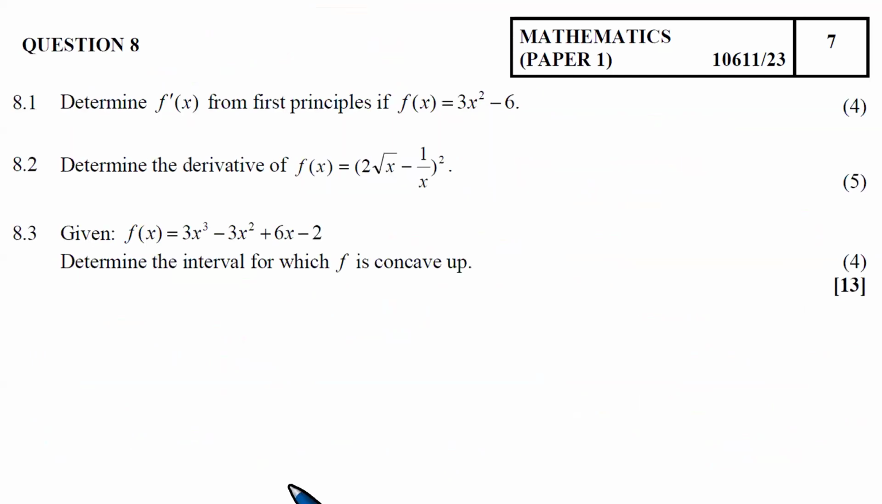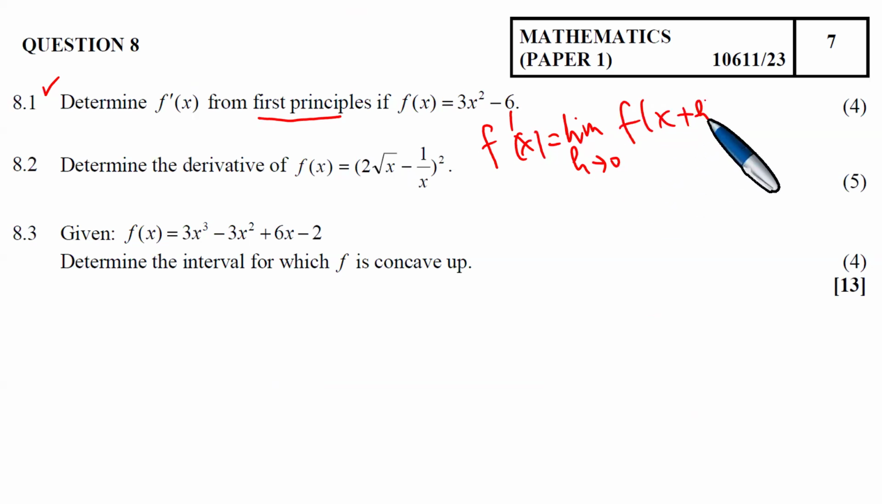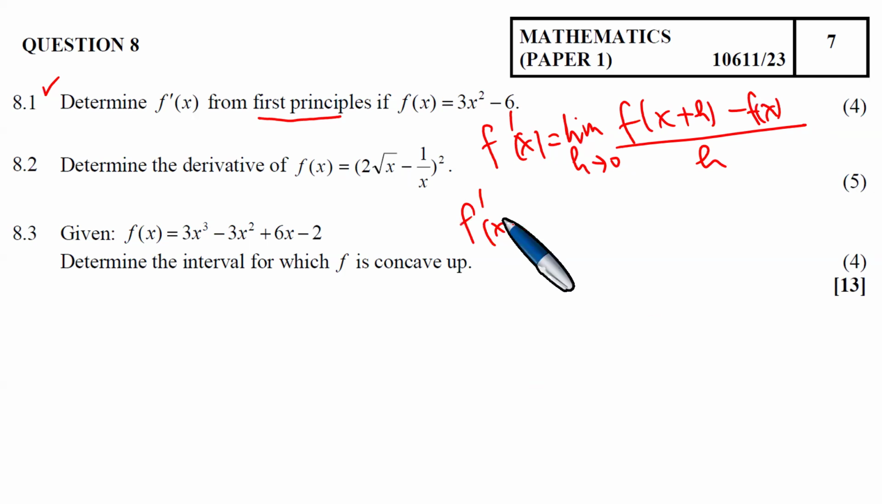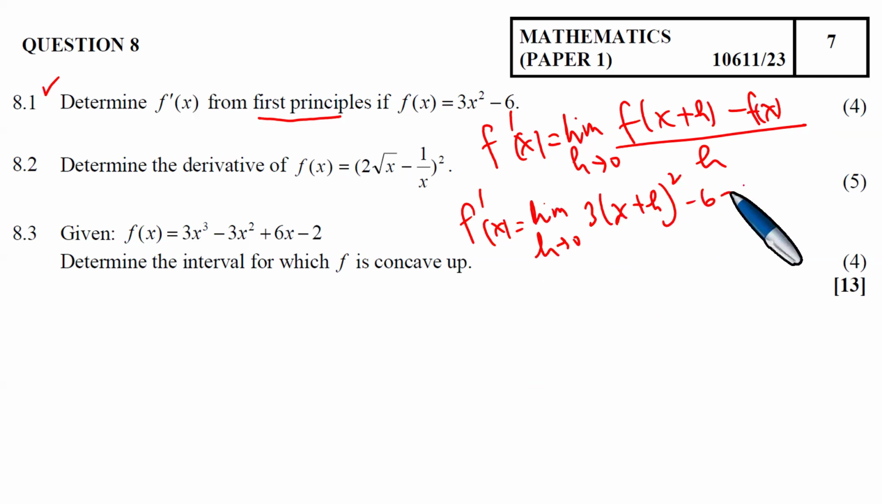Okay, the next one is on the calculus. Determine f prime of x from first principles if f of x is 3x squared minus 6. This one I know that you know very well: f prime of x is the limit, because it's first principles, right? The limit as h tends to 0 of f of x plus h minus f of x, all over h. We have f prime, which is the limit as h tends to 0 of 3(x plus h) squared minus 6, minus f of x, which is 3x squared minus 6, divided by h.